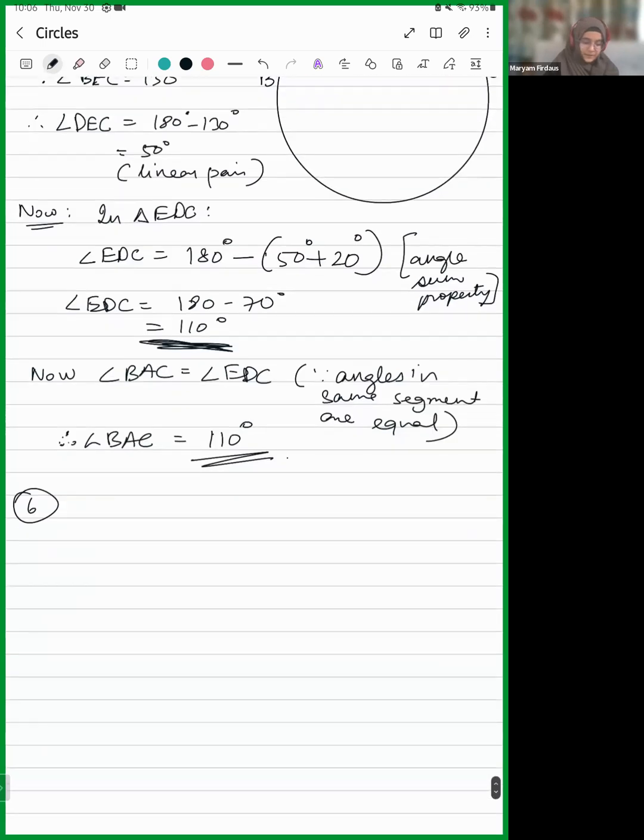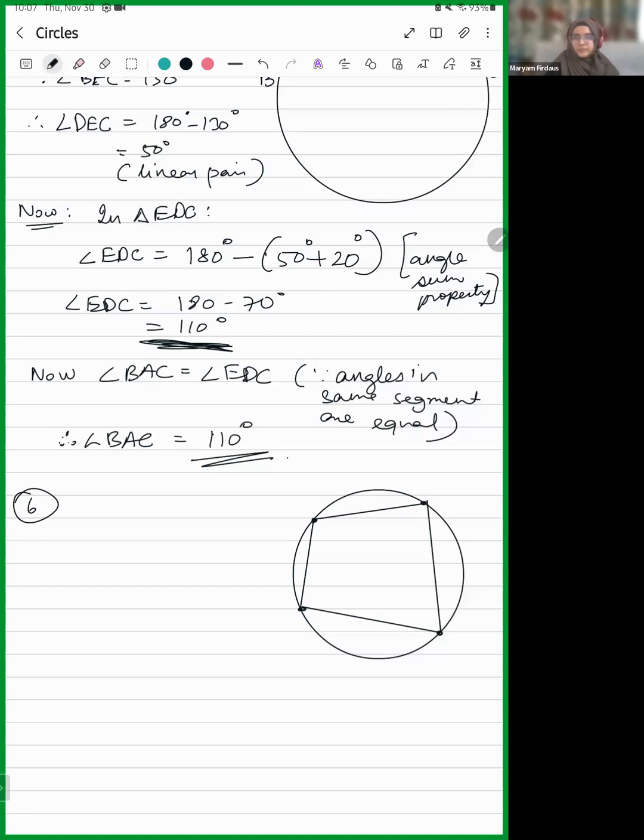Okay, next question. ABCD is a cyclic quadrilateral. Cyclic quadrilateral, what is it? A quadrilateral all of whose vertices lie on a circle, the same circle. So this one is going to be a cyclic quadrilateral.